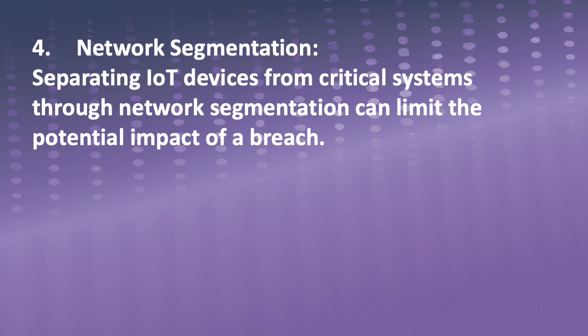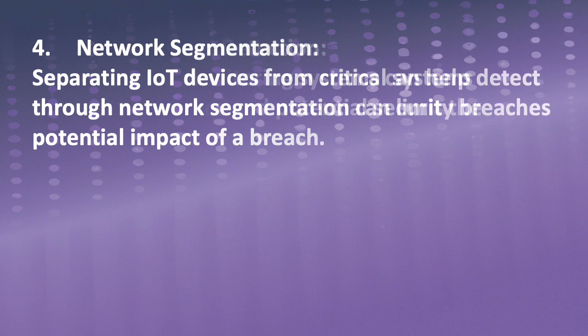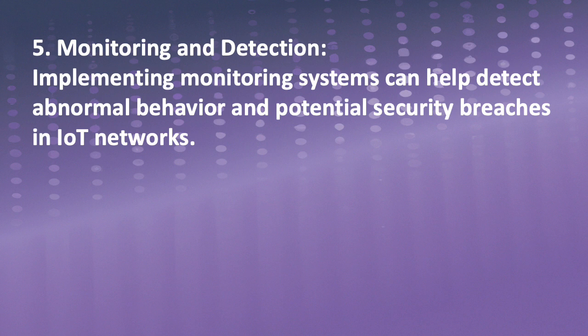4. Network segmentation. Separating IoT devices from critical systems through network segmentation can limit the potential impact of a breach. 5. Monitoring and detection. Implementing monitoring systems can help detect abnormal behavior and potential security breaches in IoT networks.